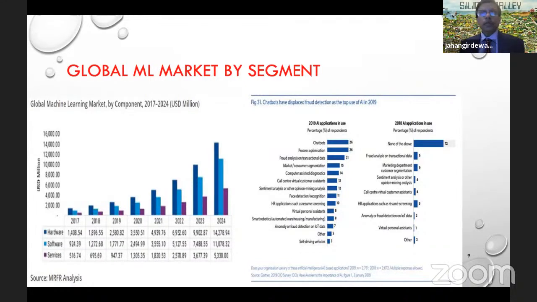And on the right side, you see some of the areas where growth is the most. Chatbot-type applications have 26% growth, process automation and optimization 26%. There are other ones too. Face detection is smaller, but some of the other areas like diagnostics are also doing very well. Computer-assisted diagnostics is at 14%, and market segmentation 15%. This is good.